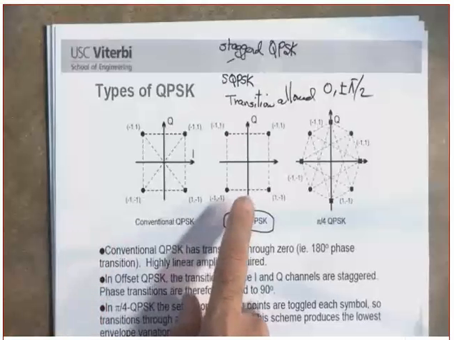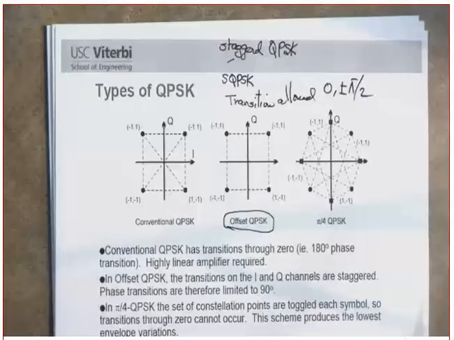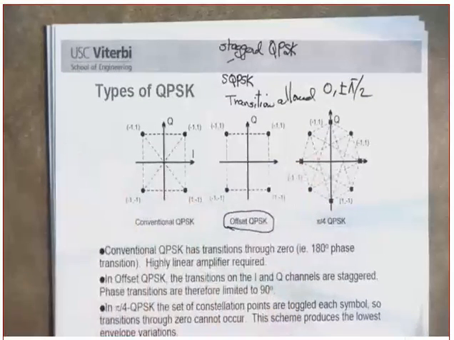I delayed the Q channel by what? 1/2 symbol duration, which means 1 bit duration. What do I need to do at the receiver? I need to delay the I bit so that they align one more time. Did you get my point or not? So by introducing a little bit of delay, both at the transmitter and the receiver side, we eliminated the transition from 0 to 180.